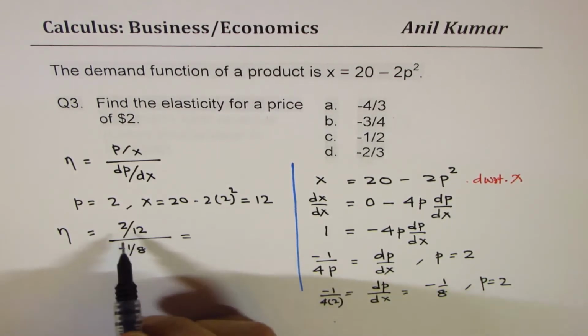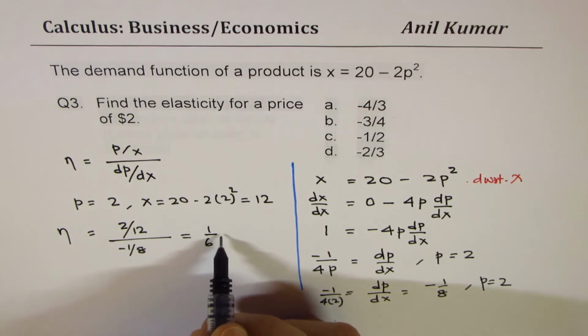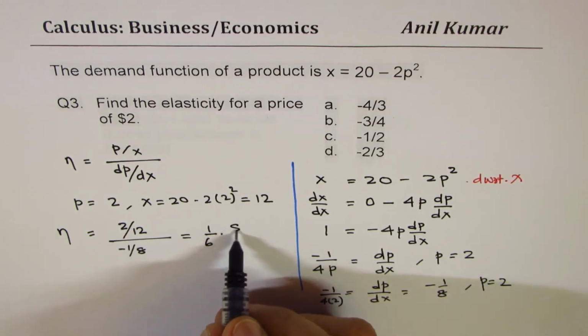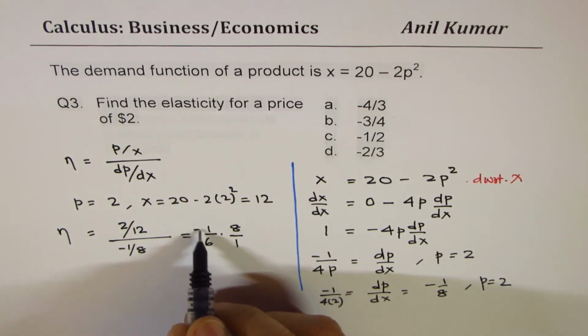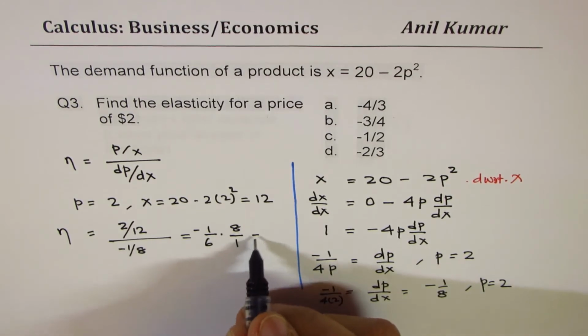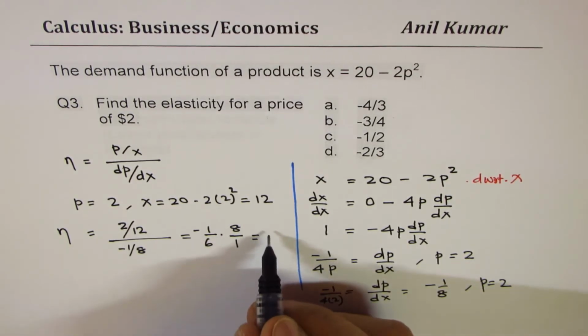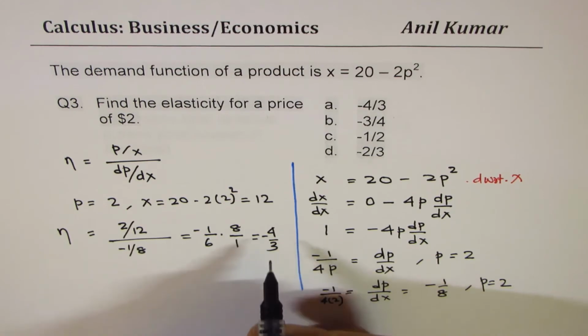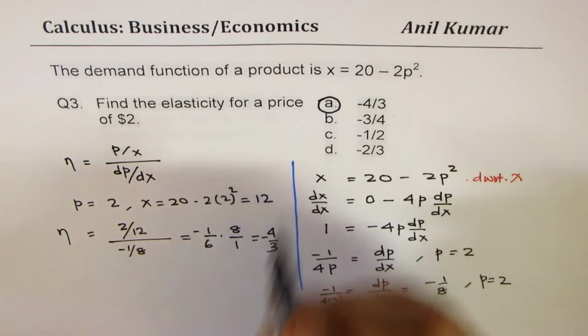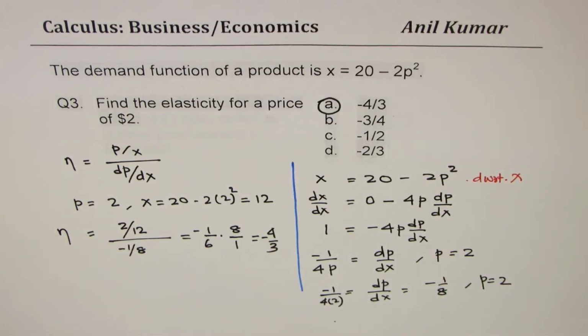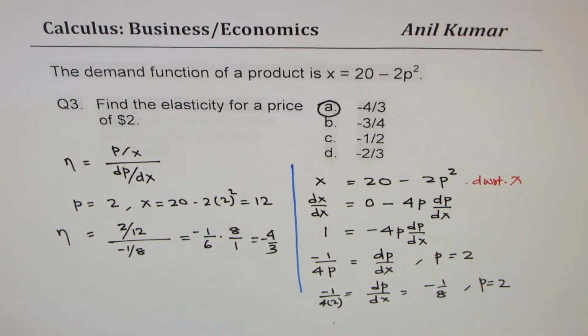So what we get here is 1 over 6 times, we could write this as 8 over 1 with a negative sign, right? So that gives us, dividing both by 2, 4 over 3 negative as the answer. So option A is the correct option, correct? Let's move on to the next.